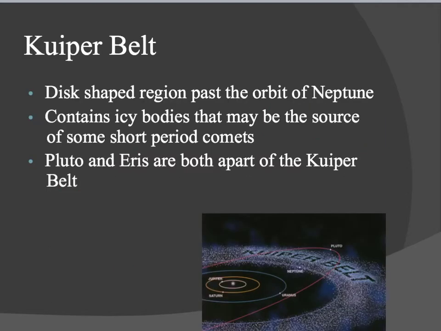All right, beyond our solar system, or beyond Neptune, is this region called the Kuiper Belt. It contains icy bodies that could be the source of some short period comets. There's also another planet out there called Eris that is a part of the Kuiper Belt. And you can see in this picture here, it's just this belt of icy bodies and rocks and things like that that exist outside of our solar system.